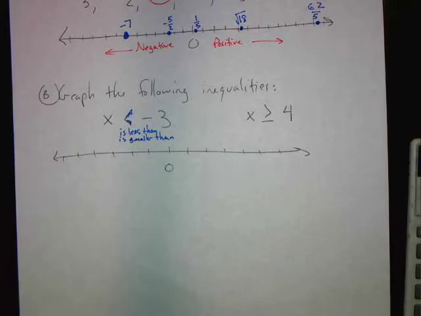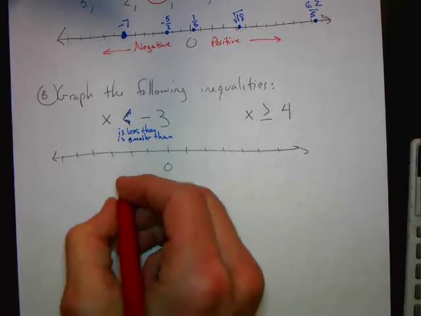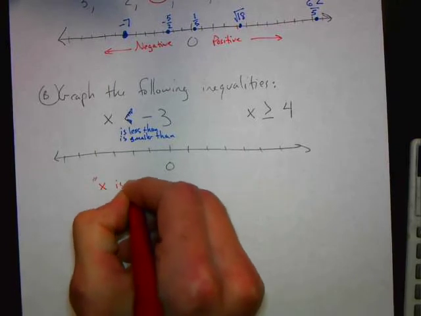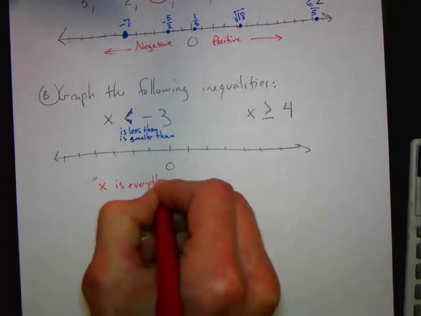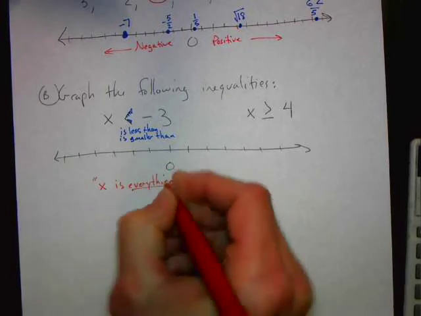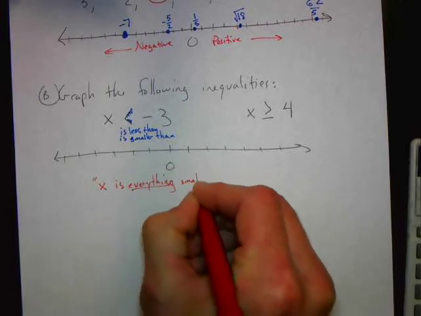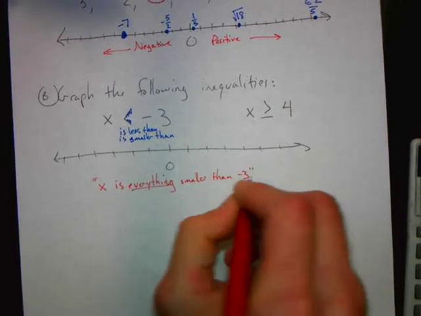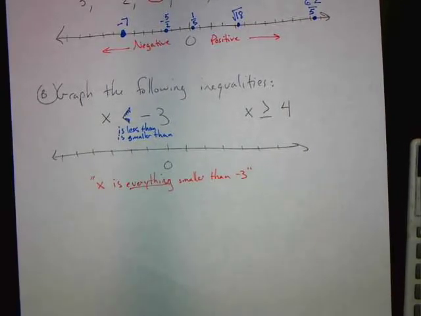Now there is one word I want to substitute in there to help you understand what the graph of this looks like. I want to insert the word everything. So I would say x is everything, or every number, smaller than negative 3. Okay, so that's a way to think about it. x is everything smaller than negative 3.